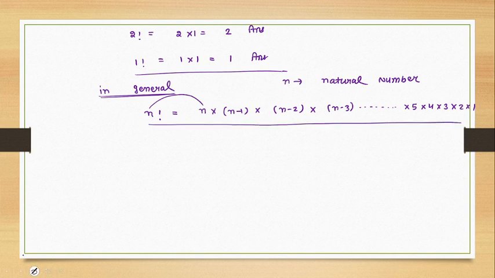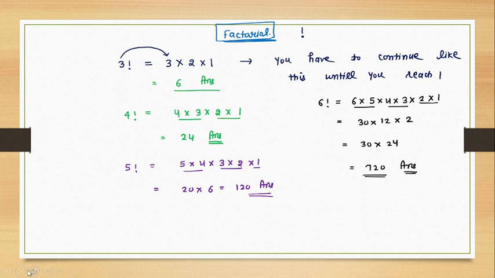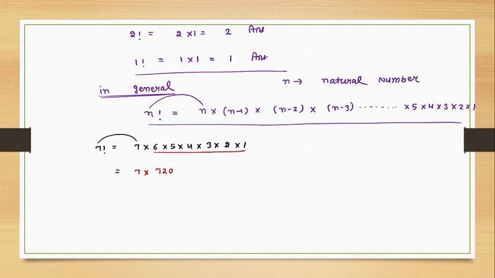If you want to find the value of 7 factorial, just tell me what is the value of 7 factorial. You would say that we start with 7 and keep subtracting 1: 7 6 5 4 3 2 and 1. So what is this, 6 5 4 3 2 1? This is 6 factorial. So 7 into 6 factorial, and the value of 6 factorial is 720. So 7 into 720 is equal to 5040. So the value of 7 factorial is 5040.